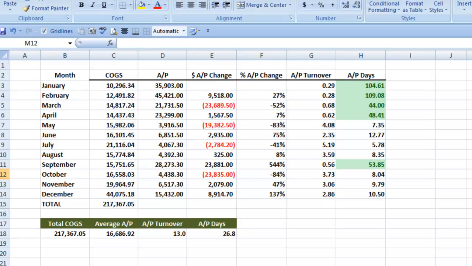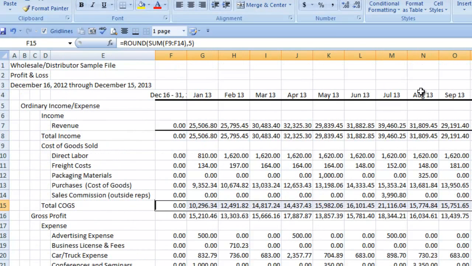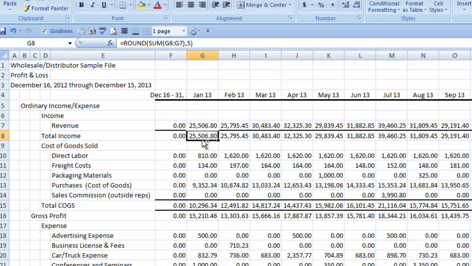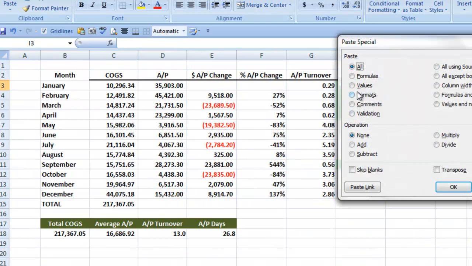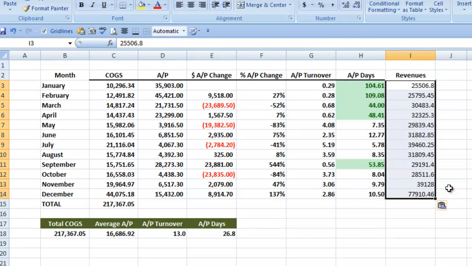I want to do one more comparison here. I want to compare the payable balance to total revenues. So I'll create a new column and call it revenues, and let me format it to match. To get the revenues, I'll switch back to the profit and loss and highlight the total income line and minus the actual total column. I'm going to paste special and choose values and transpose, and I need to fix the number format, and I'll embolden the font.